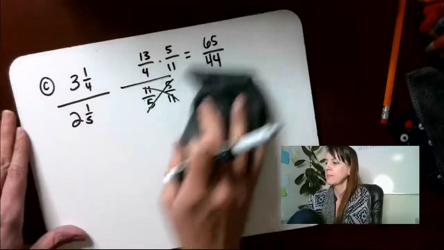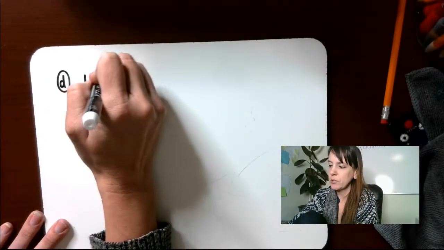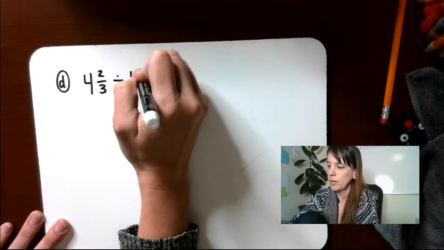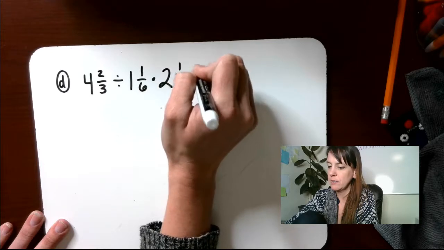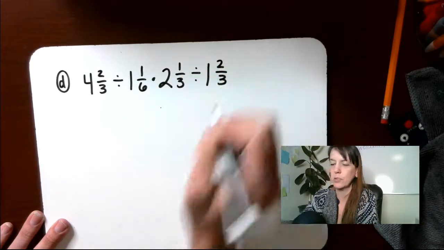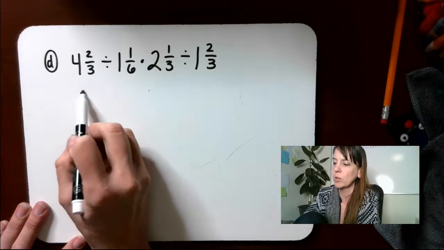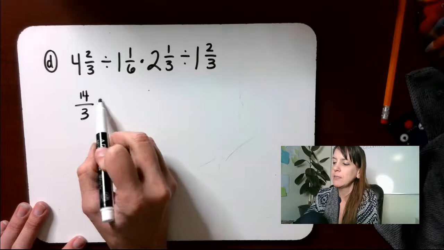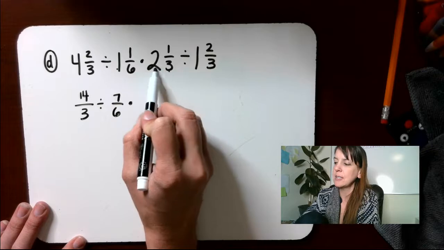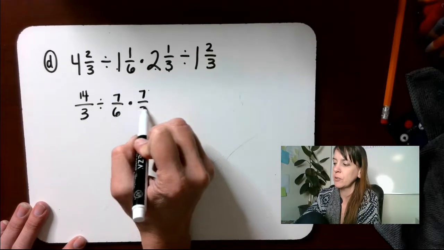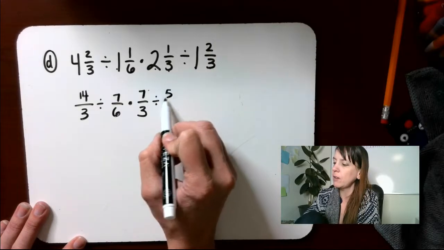All right, guys. Let's look at D. 4 2/3 divided by 1 1/6 times 2 1/3 divided by 1 2/3, just like that. All right, let's turn all these into improper fractions. This times this is 12 plus that is 14 over 3 divided by 6 plus 1 is 7 over 6, times this times this is 6 plus 1 more is 7 over 3 divided by this times this is 3 plus 2 more is 5 over 3.